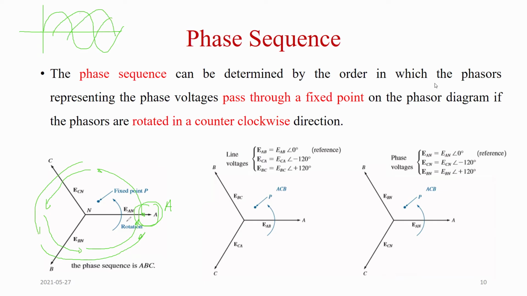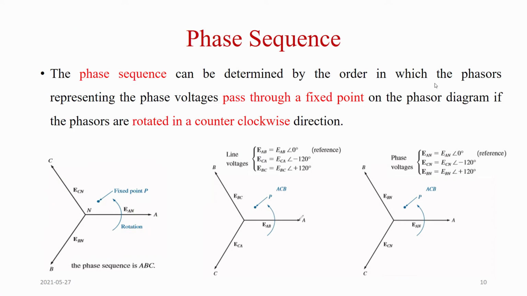So this sequence is called the positive sequence, and the opposite sequence, when you see C here, is called the negative sequence. So in the positive sequence, if A is 0, B is negative 120, C is negative 240 or plus 120. If it's negative sequence, it's the other way around. C will be minus 120, B will be plus 120.